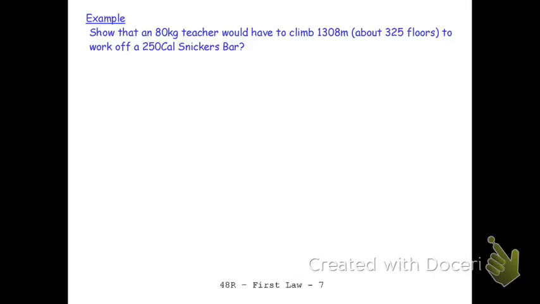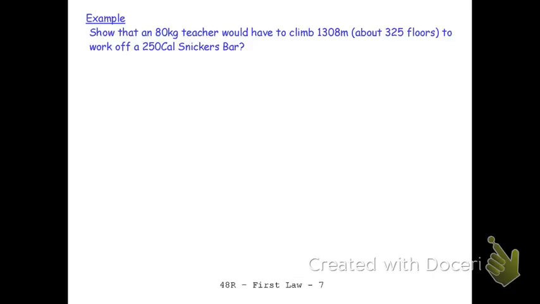She'd find Snickers bar wrappers in my pocket. So she said, let's do this calculation. It's kind of frightening, really. Let's show how high an 80-kilogram teacher, that was me, would have to climb to work off the number of calories in a Snickers bar.